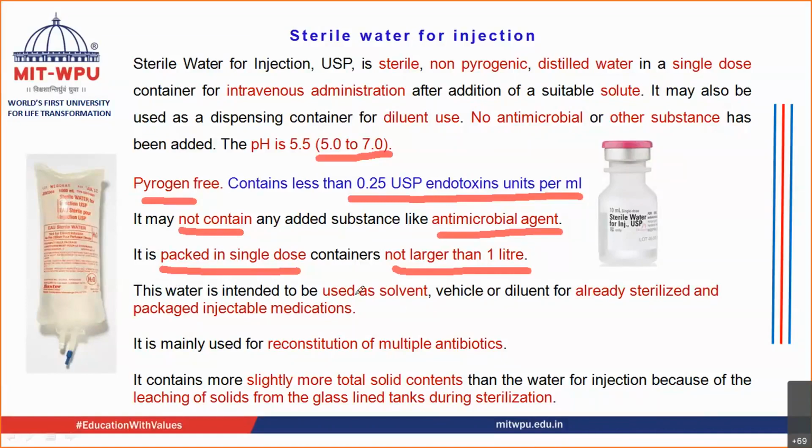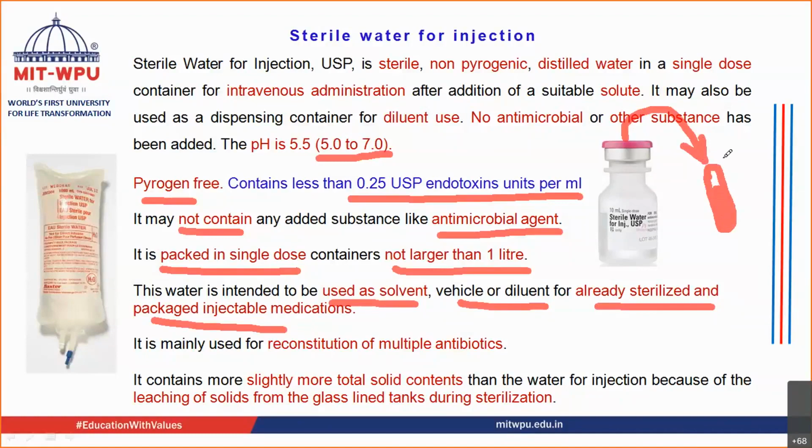Now this water is used as a solvent, as a vehicle or diluent, and it is already sterile. It is already sterilized, as I told you, and packed. If you have a sterilized powder, which is already packed, then this water for injection is added into it, diluted, and then given to the patient directly. So it is used as the diluent for sterilized packed injectable medication. It is used for reconstitution, as I told you earlier, of multiple antibiotics.